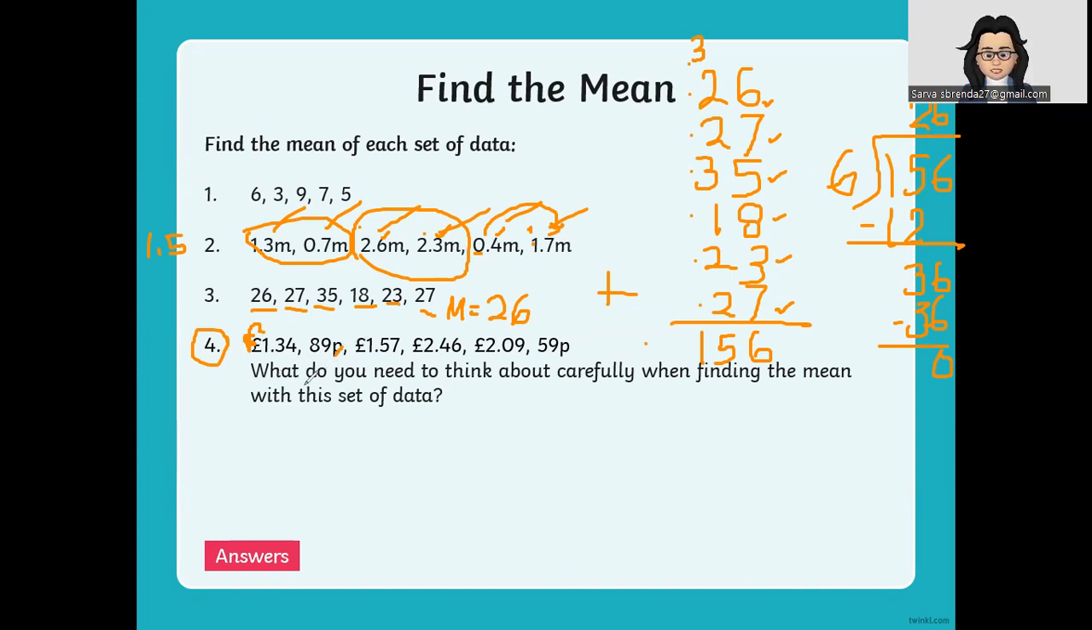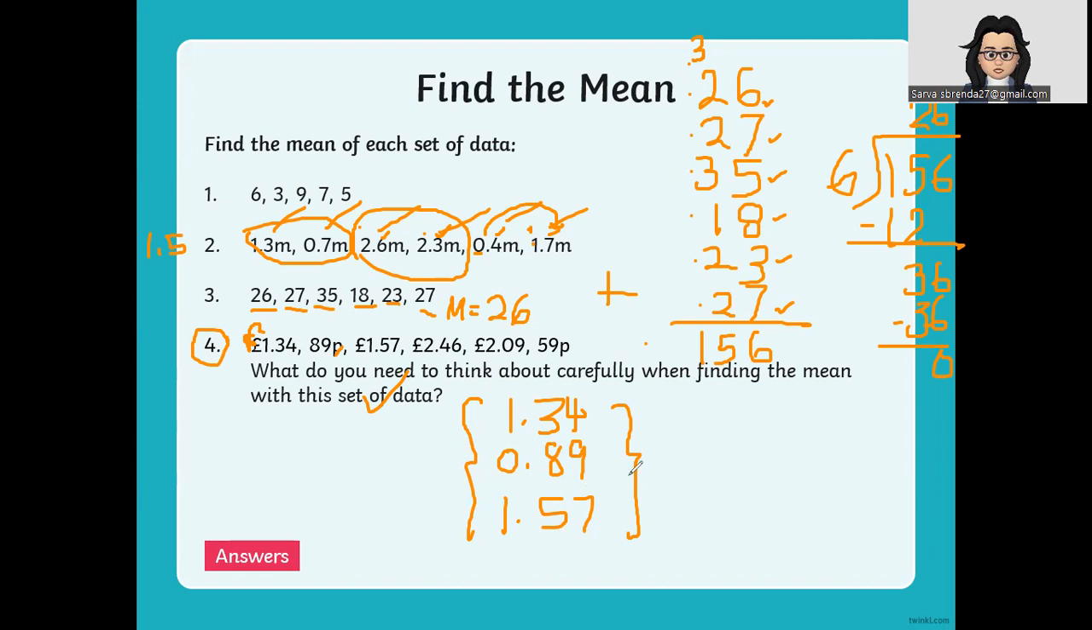Just change the currency. What do you need to think carefully when finding the mean of this set of data? Do you think that we can just write as 134 and then plus 89 like that, and then plus 157? Can we do that? Is this right? So something is not right, correct? So 1 ringgit 34 cents is not the same as 89 cents. This is where your knowledge of place value comes into play. So 89 cents, it ought to be written as 0.89.